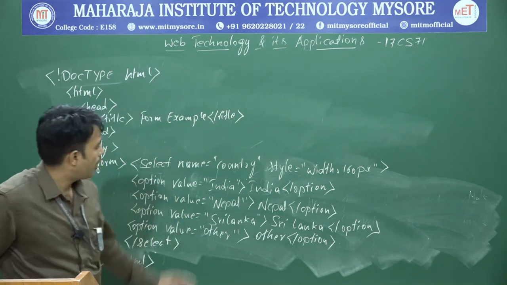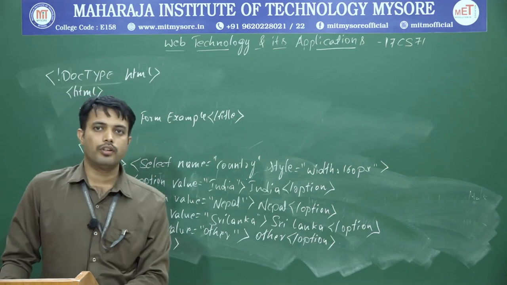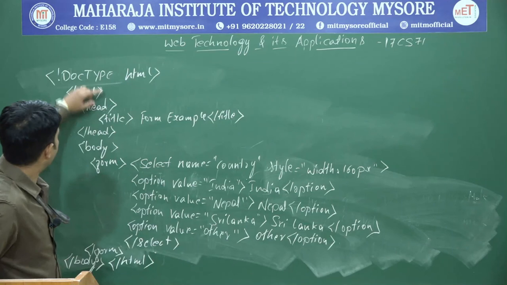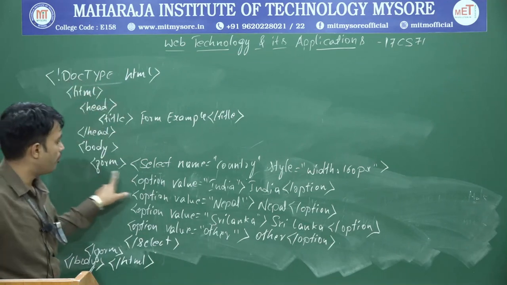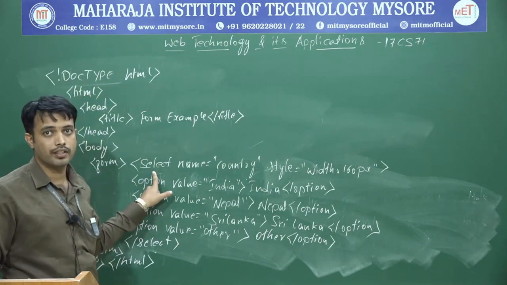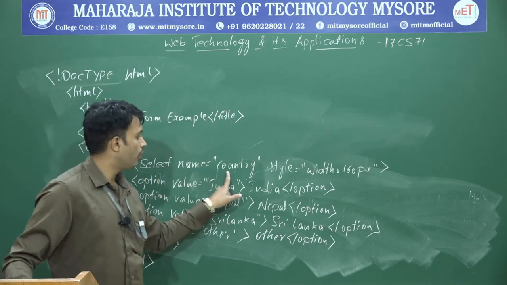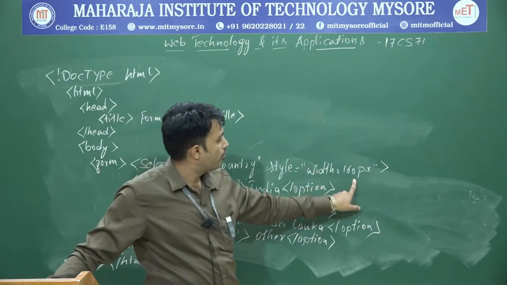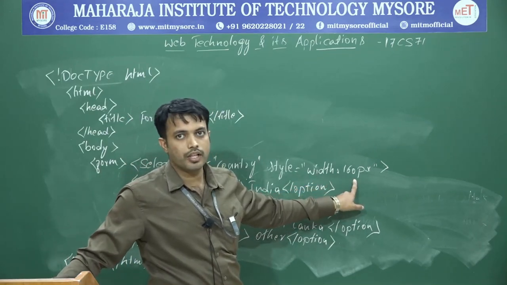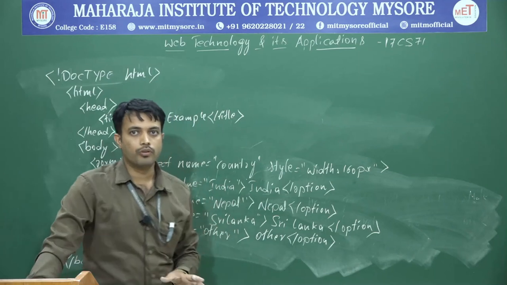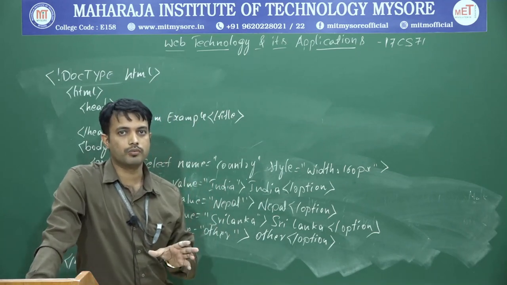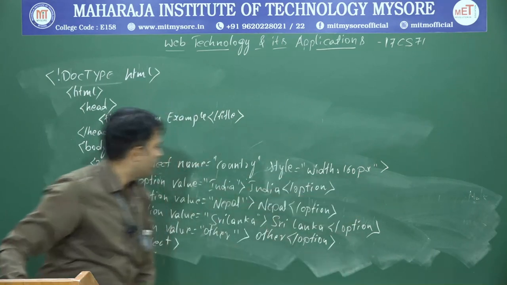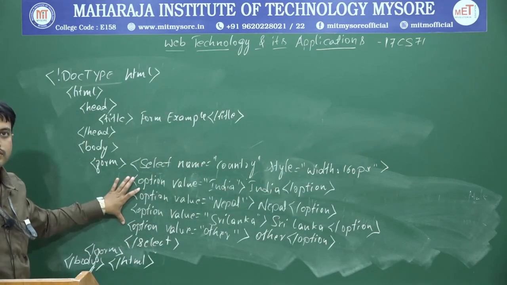Here I have written the program in order to select any one option from it. Within the form I have used the select tag, name equal to country, style width equals 160 pixel. That means the width of that drop down list is 160 pixel. Px stands for pixel.